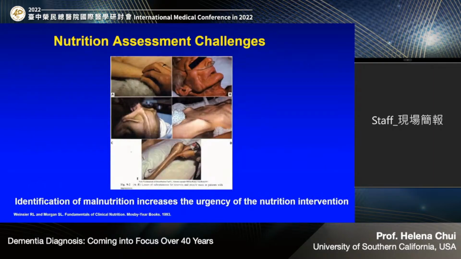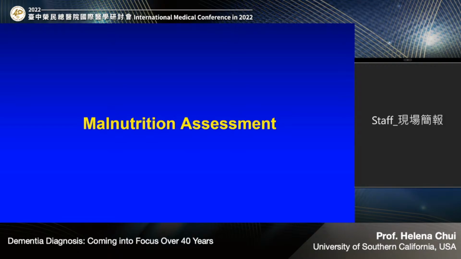So patients who look like this, it's very clear they are malnourished and they need nutrition intervention, but identifying malnutrition in other patients that may not look so wasted can still increase the urgency of nutrition intervention. So now let's talk about malnutrition assessment. We'll talk about two tools.